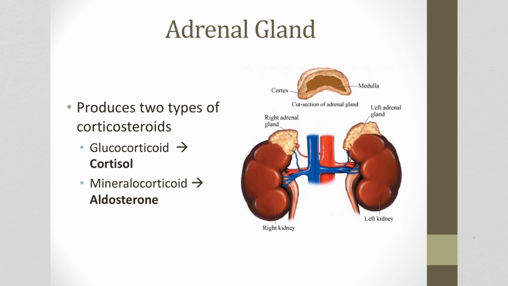Because what we're talking about are corticosteroids, and naturally the adrenal gland produces two naturally circulating corticosteroids, and those are cortisol and aldosterone. Your cortisol is what we call a glucocorticoid, and your aldosterone is what we call a mineralocorticoid. The difference really is in their properties. Your glucocorticoids are more responsible for anti-inflammatory effects. Your mineralocorticoids are responsible for maintaining balance.